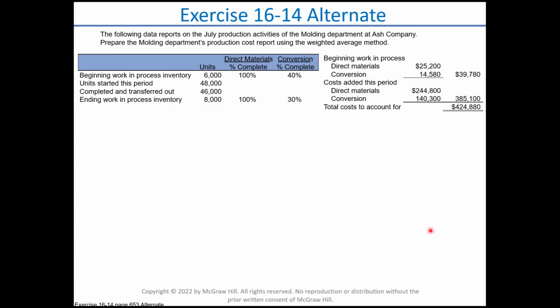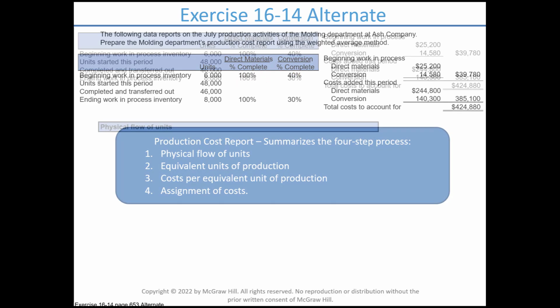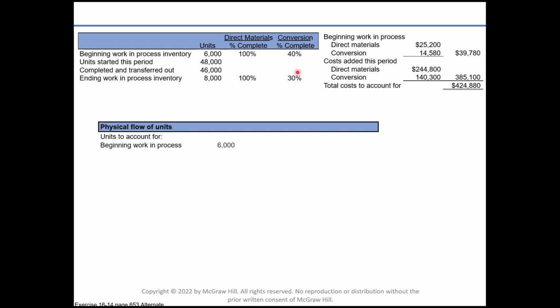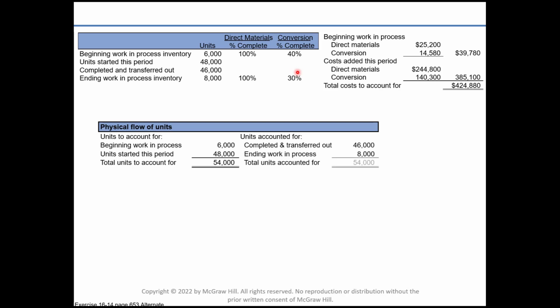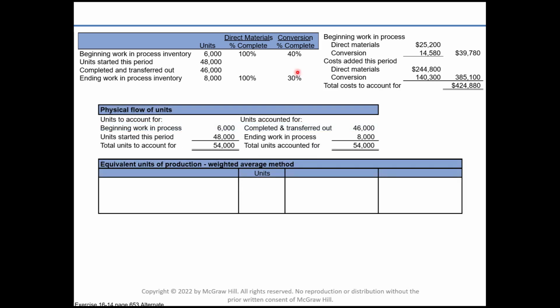So here's one more example. Here again, we're going to ignore this percent complete, but go through the same steps. So physical flow, units to account for: beginning inventory, units started, get the total. Units accounted for will also equal the 54. Completed and transferred out, 46 plus 8 ending inventory, so we get 54. Now we're going to do the equivalent units. So units completed and transferred out, we had 46,000. Ending inventory, we had 8,000.